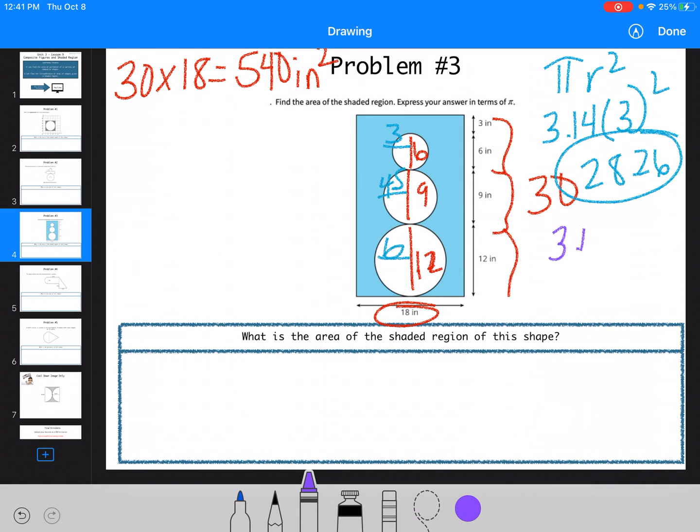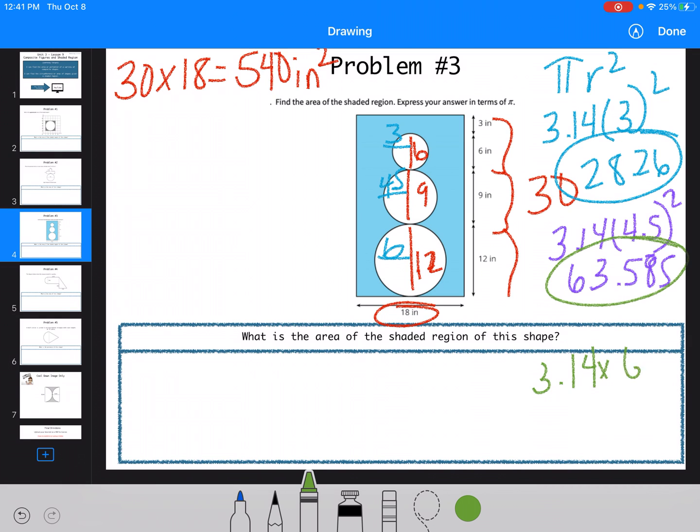So then I'm going to do the next one. So 3.14 times 4.5 squared. So 3.14 times 4.5 times 4.5, and I get 63.585. And then I'm going to do the last one. So 3.14 times 6 squared. So that's 6 times 6. I get 113.04. So I'm going to add these three numbers.